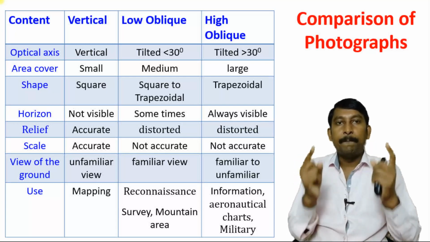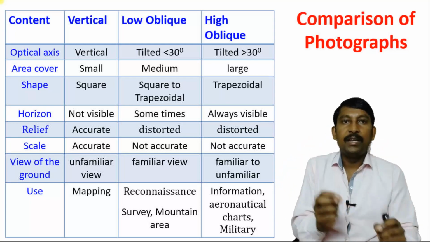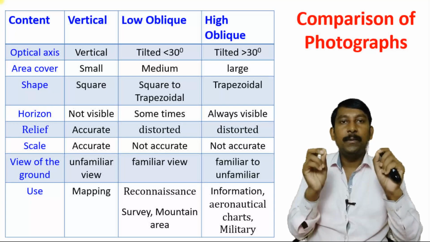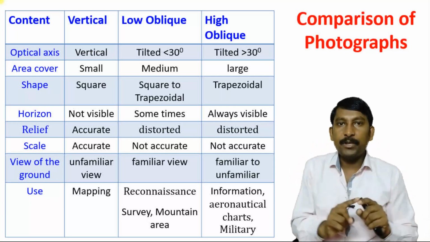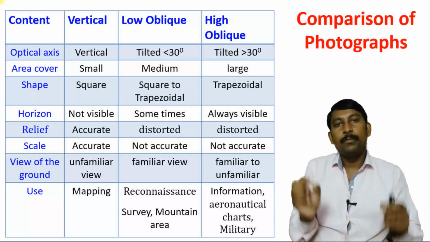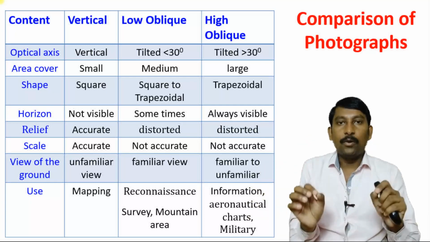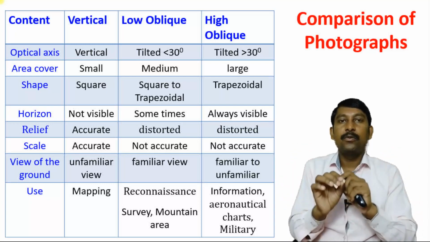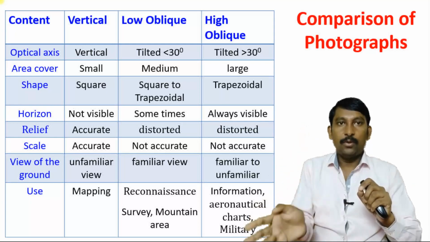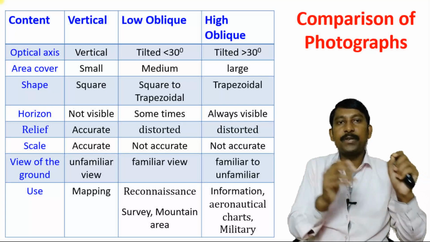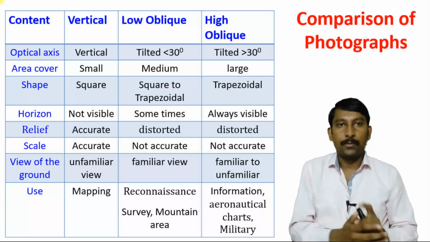If you want mapping or surveying with the help of accurate scale and accurate relief, you mostly prefer vertical photographs. When you want to create a 3-dimension view under the stereoscope, in this case you prefer only vertical photographs. With low oblique or high oblique photographs, you cannot create 3-dimension views. So low oblique and high oblique photographs are only informative, but in photogrammetry, the most useful photographs are vertical photographs.